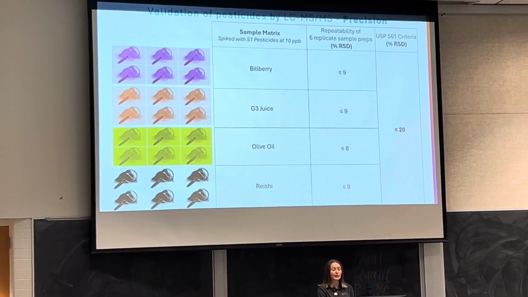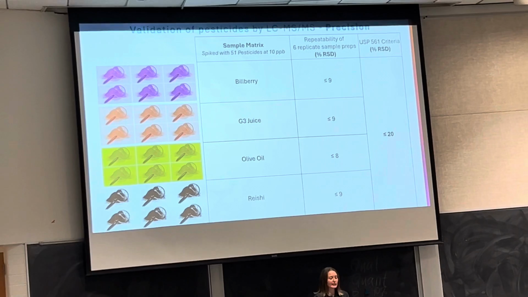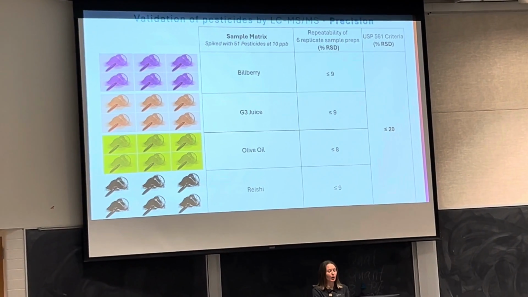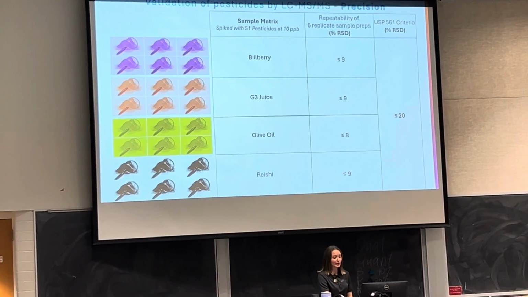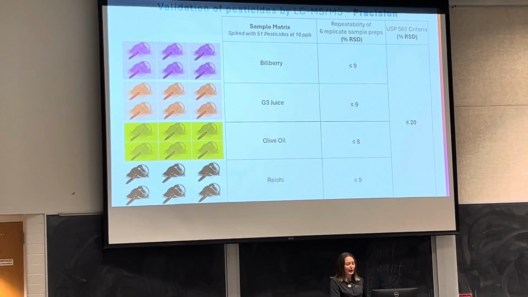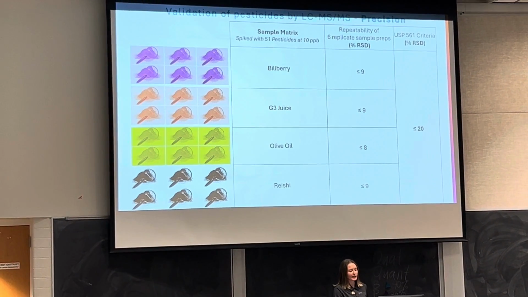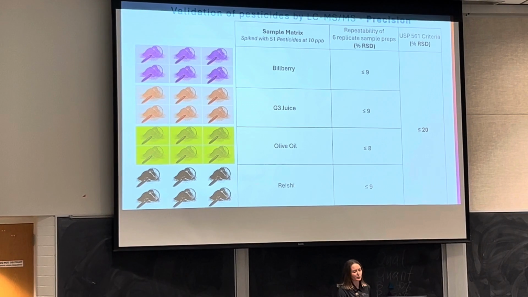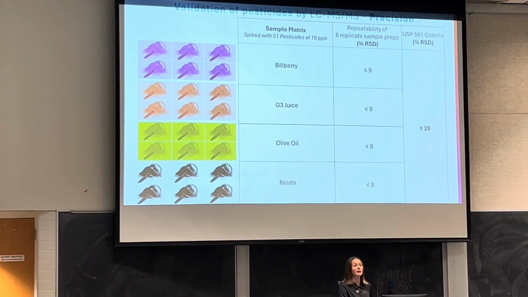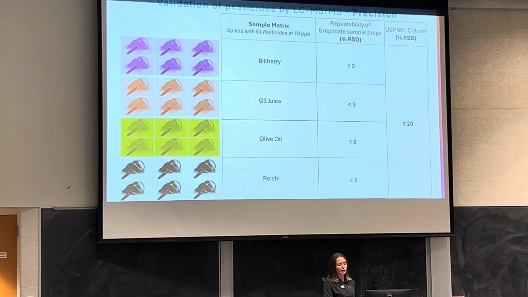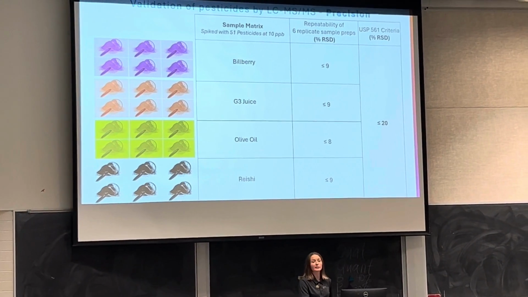To test method precision, 6 replicate bilberry, G3, olive oil, and reishi samples spiked at 10 ppb were prepared and analyzed, and the results of the replicate sample preps met the USP 561 acceptance criteria for repeatability of less than or equal to 20% relative standard deviation.